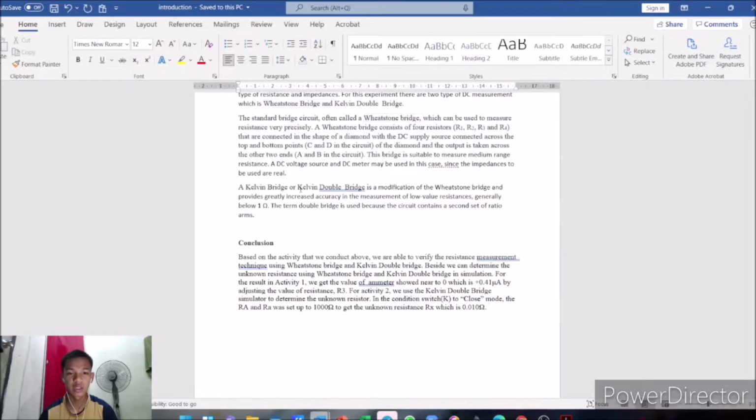For a Kelvin bridge or Kelvin double bridge, this is a modification of the Wheatstone bridge, and it provides greatly increased accuracy in the measurement of low value resistance, generally below 1 ohm. The term double bridge is used because the circuit contains a second set of ratio arms.